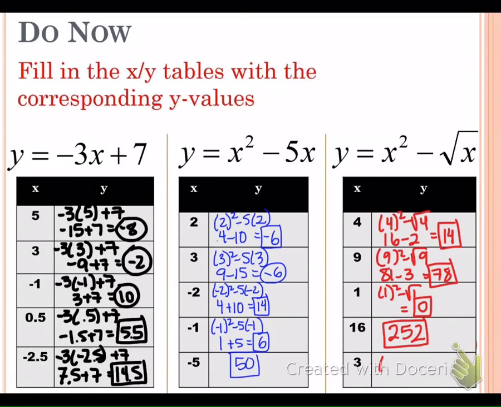And 3 squared, let's just do it in our head. 3 squared is 9. 9 minus the square root of 3. We'll leave it as that ratio. 8, maybe. 7.34, maybe.